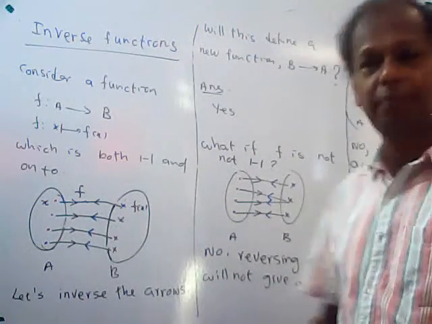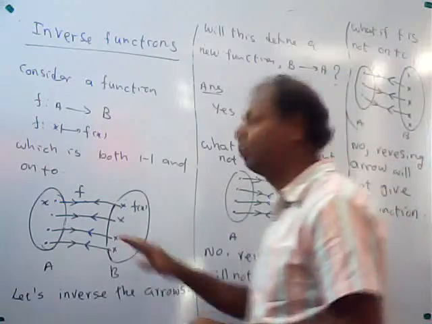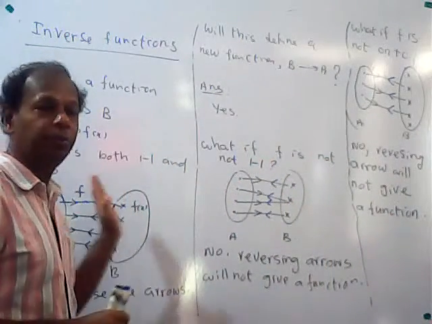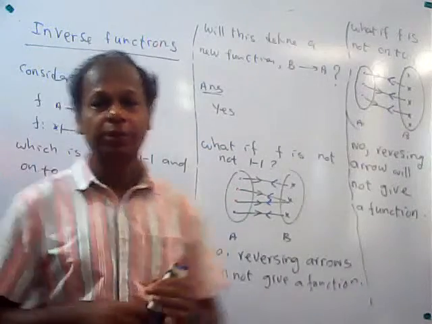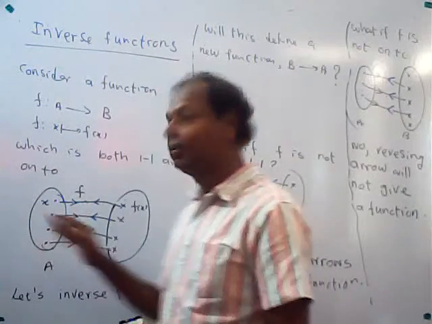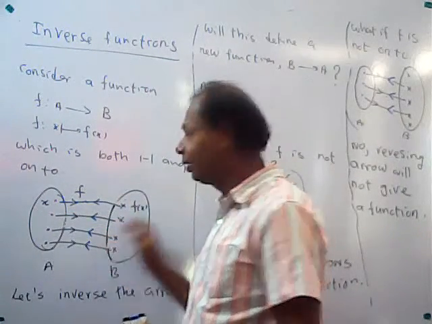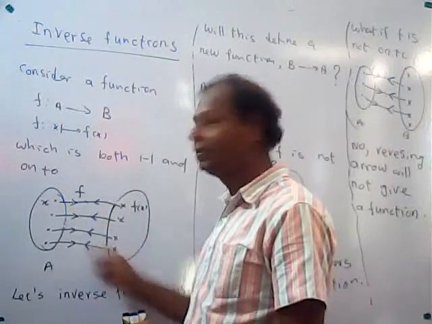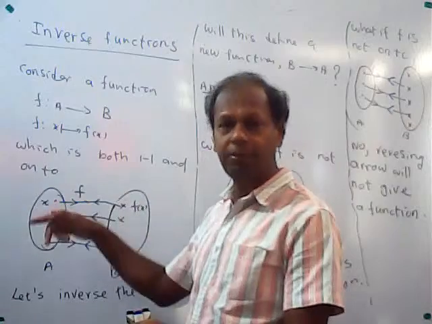I think you got some idea now, right? Next day we are going to speak about this: if the function is both one to one and onto, we can reverse the arrows and define a new function. So next day we will speak about this new function which is going back from B to A.